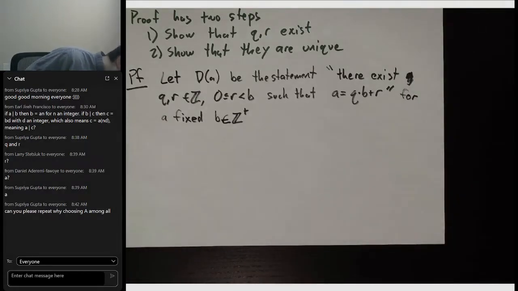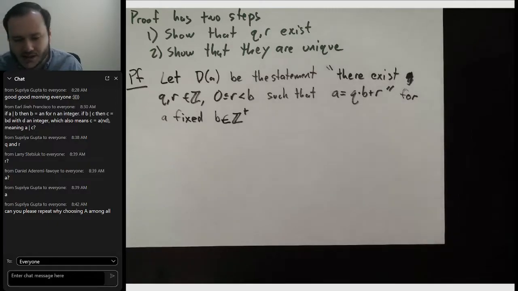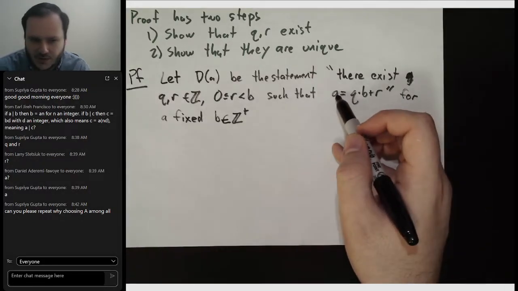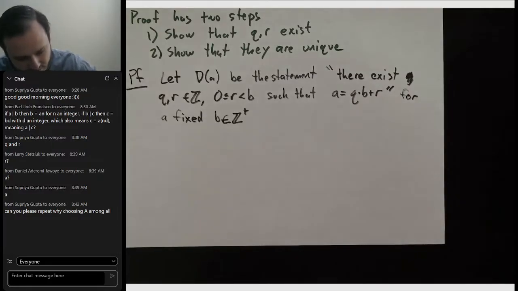So why am I choosing A? I'm choosing A because A is the variable that can be any integer. A has the biggest range. I want to prove that this is true for any A, because A is the value that's equal to everything on the other side, right? I've got A equal to this stuff. I want to show I can put any number here. It's maybe not the best explanation, but that is the reason. Also because it's what works.